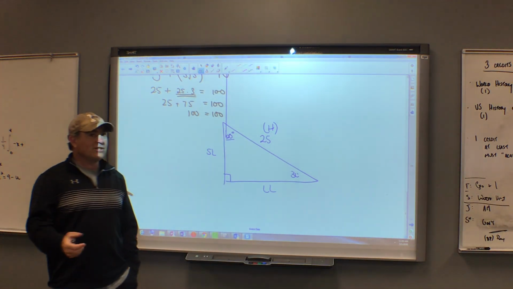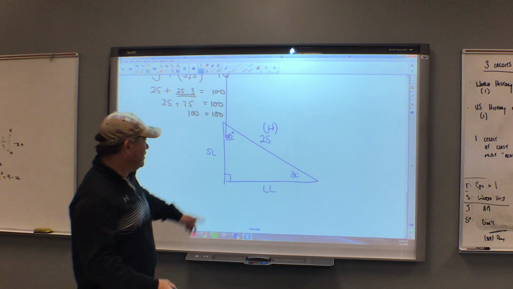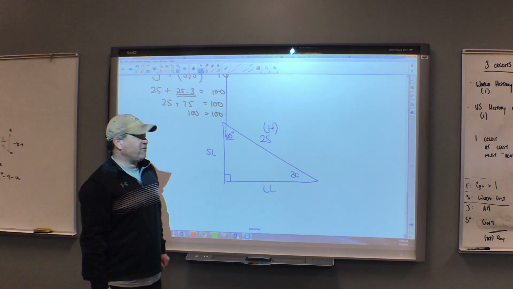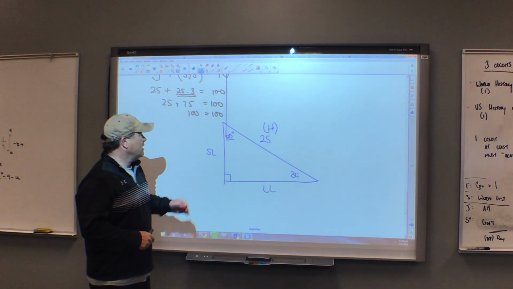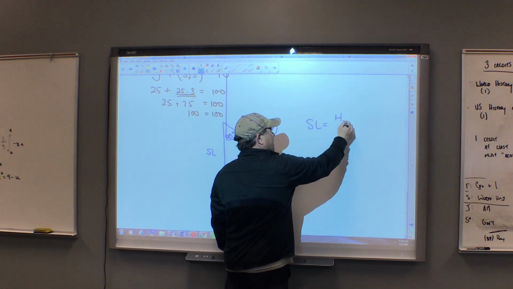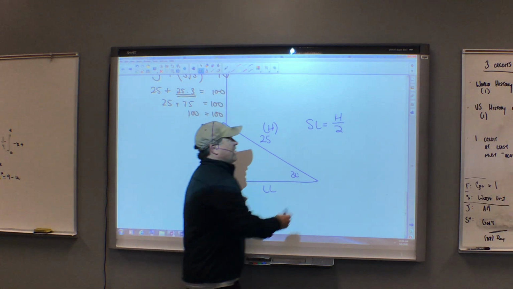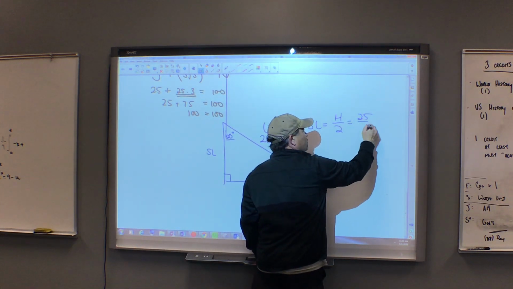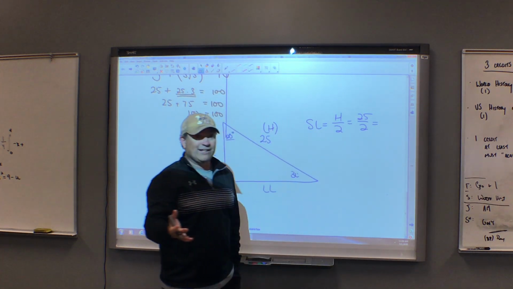And a lot of times they're only going to give you one of them, and as soon as you see the 90 and the 30, you can jump to the fact that the other one is 60. Okay, well the short leg equals the hypotenuse divided by 2. So that's going to be 25 over 2, which first off we could leave it like that.